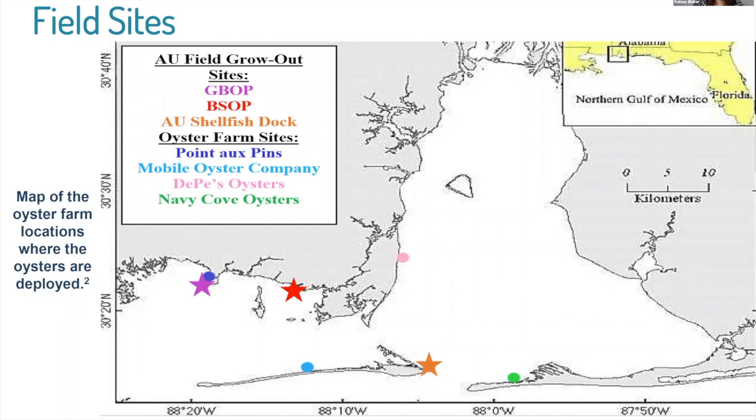So for this analysis for our field grow out variables, we set field site as a random factor because these were all mid-salinity sites, and we just wanted them to be a representation of farm sites across the northern Gulf of Mexico and represent certain conditions the growers will experience at their own farm sites.